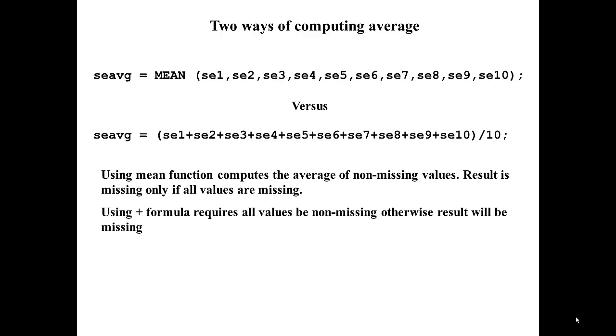When you use the mean function, it computes the average of non-missing values, and the result is missing only if all the values are missing. So in the first example, let's say SE1 and SE2 were missing, then in that situation SAS would compute the mean of SE3 through SE10 because those variables all have values. When we use a formula, it requires all values to be non-missing, otherwise the result will be missing. So in the second example, if SE2 were missing and SE1 were missing for a particular subject, then for that particular subject, SE average, the new variable we were creating, would also be missing. So that's an important difference when you're computing an average and using a function versus using a formula.